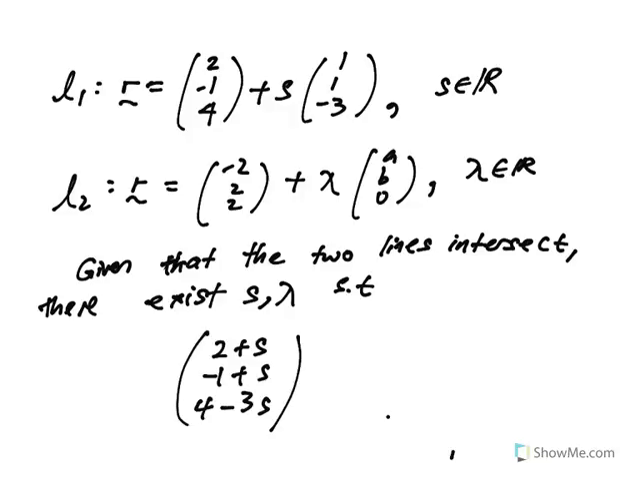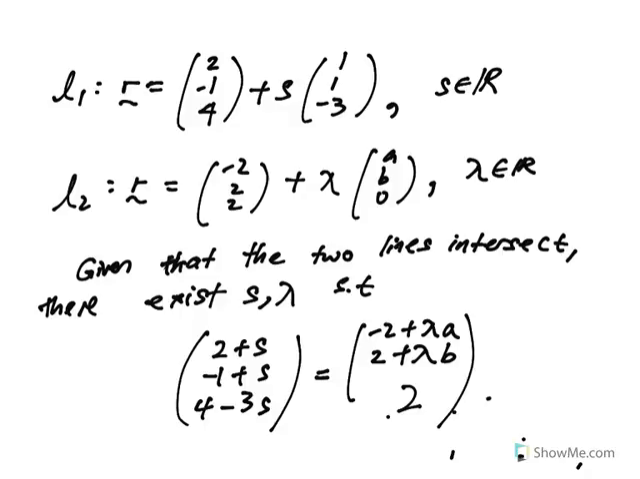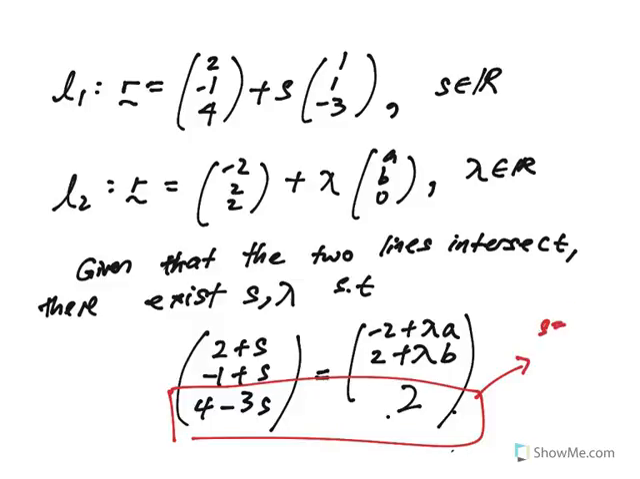So you see now we just use S and lambda. We can choose any variable that we like. Negative 2 plus lambda A, 2 plus lambda B. Actually from here it's not that challenging. Observe the equations. Can you find the value of S? From the last one you can get S equals 2 over 3.